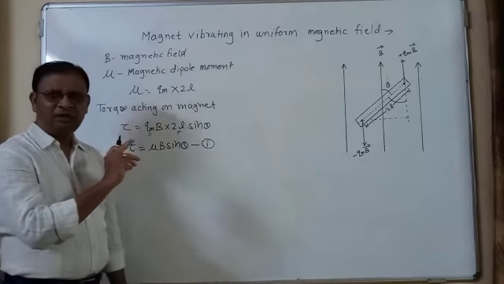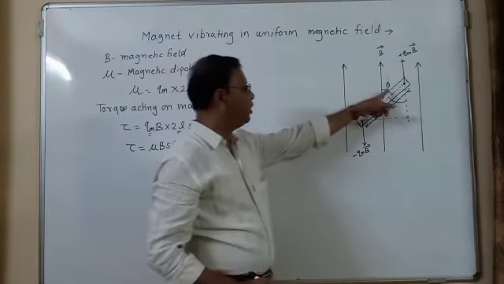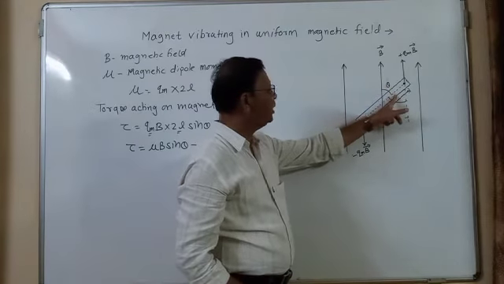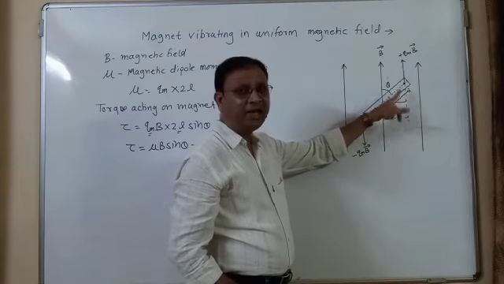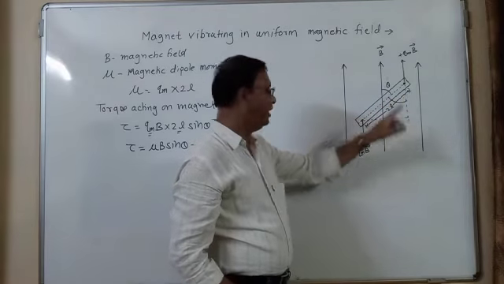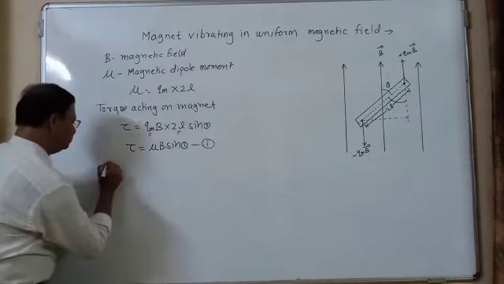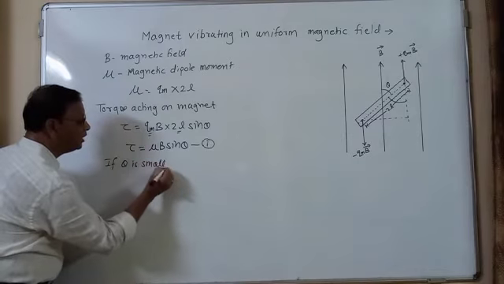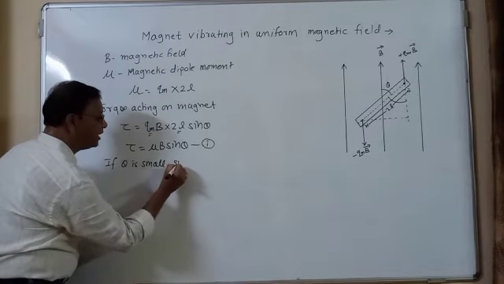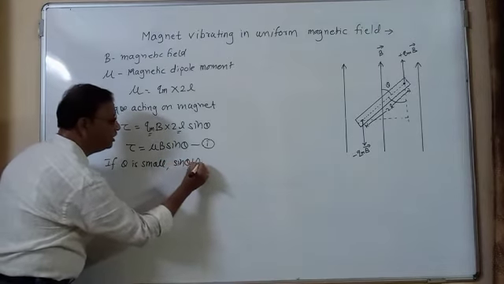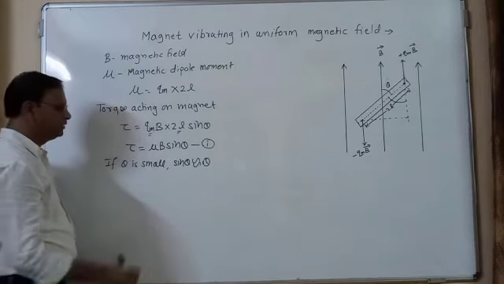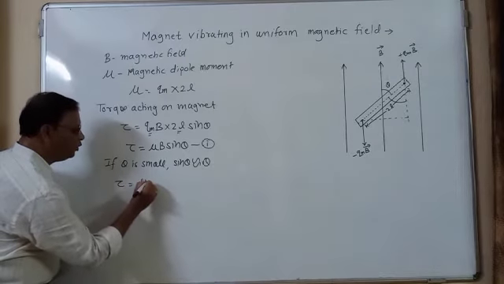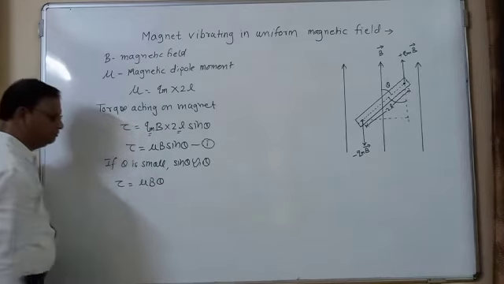If the angular displacement is small, theta will be small, and if theta is small, then we can write sin theta is nearly equal to theta. So we can write torque tau is equal to mu B theta.